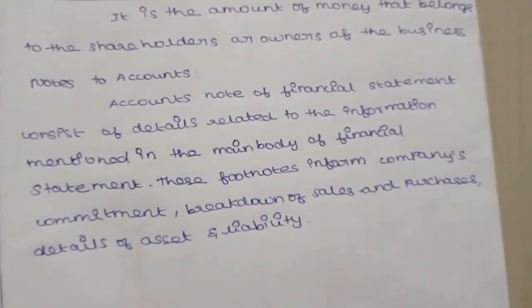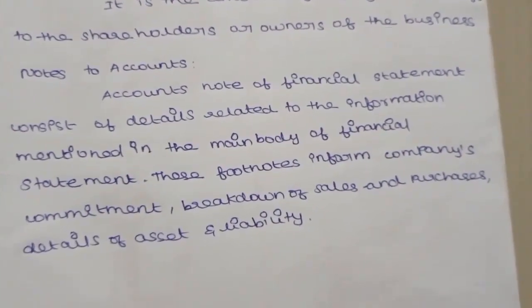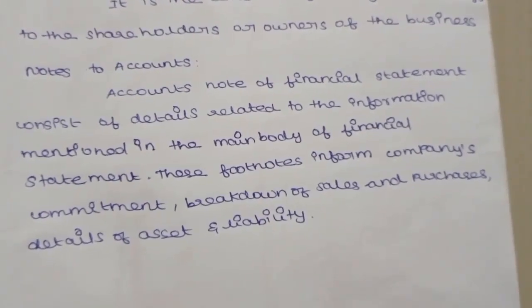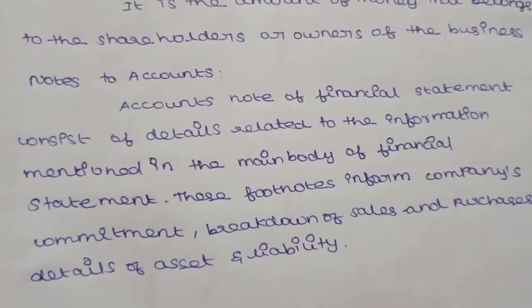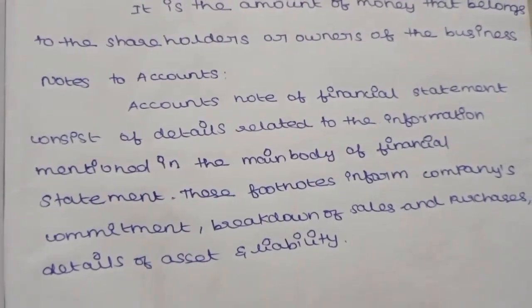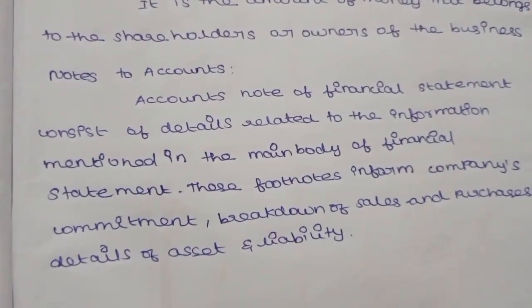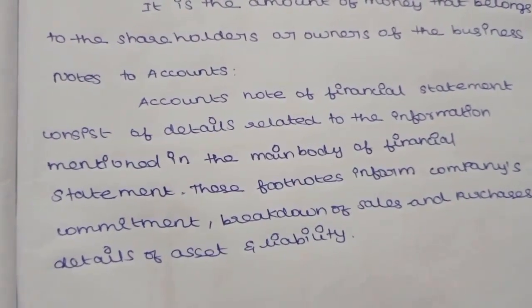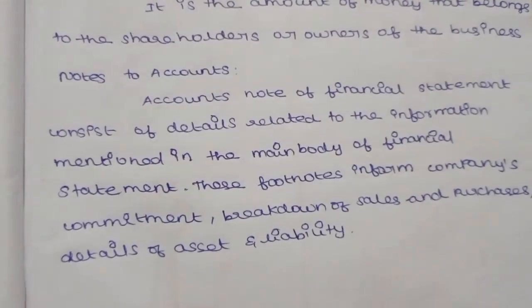Notes to account. Account note of financial statement consists of detail related to the information mentioned in the main body of financial statement. These footnotes inform of the important accounting policies, company's commitment, breakdown of sales, breakdown of purchases, details of asset and liabilities, and potential profit and losses.